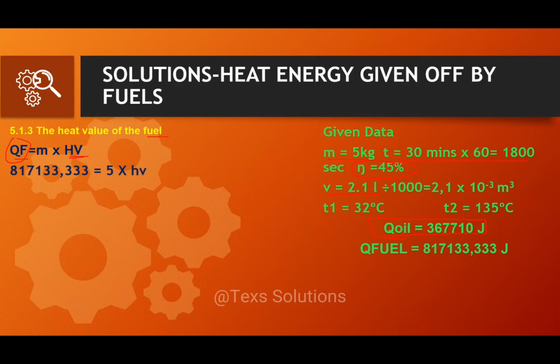So let's substitute. We know the heat energy for the fuel is 817,133.33 joules. And the mass of the fuel is 5 and the heat value is what we are trying to calculate. So if I make heat value the subject of the formula, I'm going to get 817,133.33 divided by 5, and the heat value for the fuel is now going to be 163,426.667 joules per kilogram. So the heat value is measured in joules per kilogram. That means for every 1 kilogram of fuel that is burnt, the heat energy given off is 163,426.667 joules.